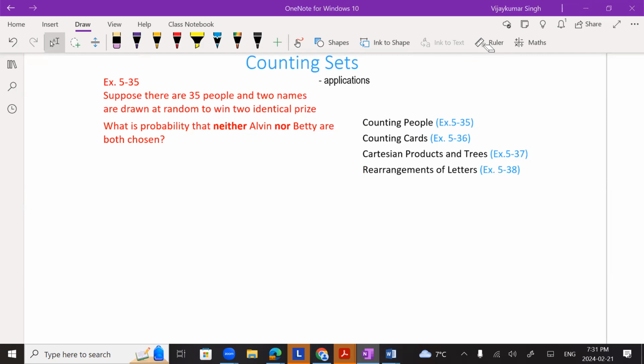So please think about the problem. So what does it say? It says basically neither Alvin nor Betty, right? So you have what? So A union B, or let's say A union B.